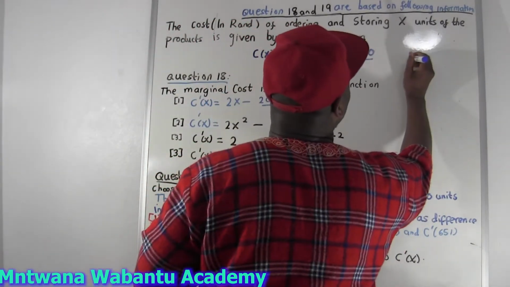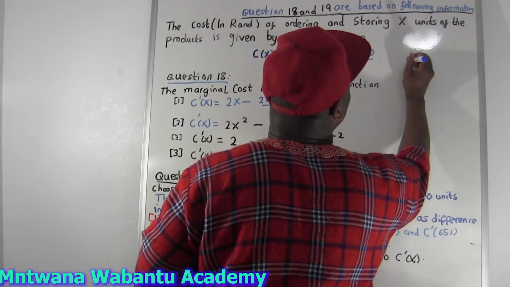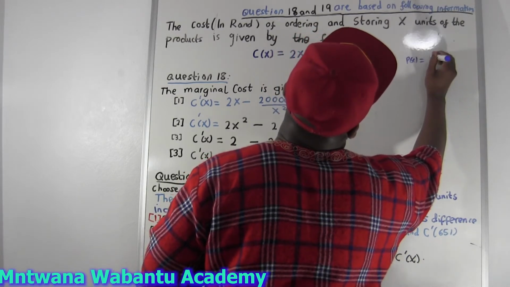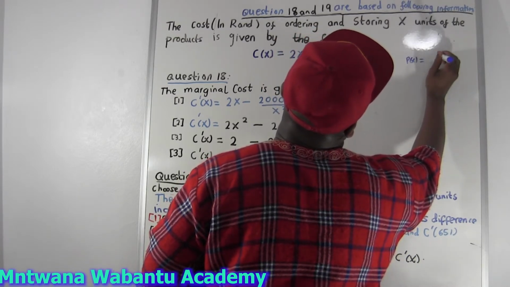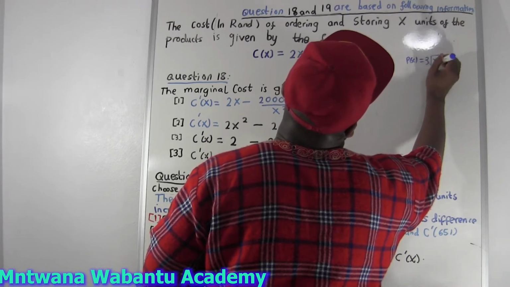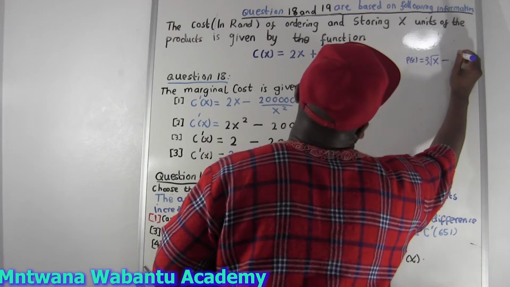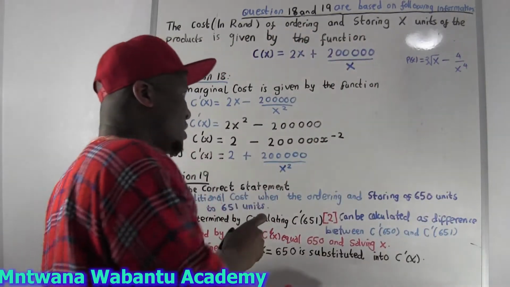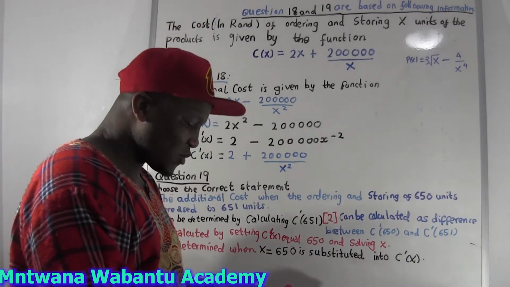So somebody give, let's say, P of x equal to 3 root x, and then minus 4 over x power 4. Let's say differentiate. So that one is very easy.